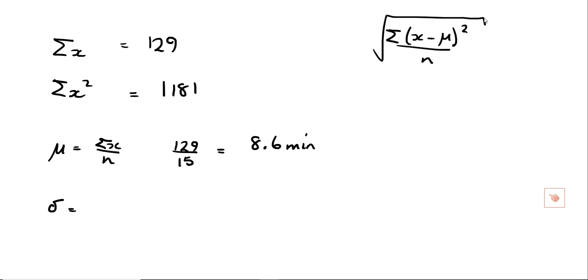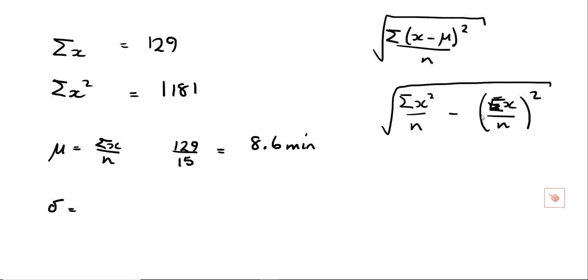Actually, we don't know what x is. We just know the sum of x. So that formula involves knowing the difference of every point from the mean, and we don't have that. You'd have to do the steps we did in exploration. So having already done our rearrangement, we now know that we can use the sum of x squared over n minus the sum of x over n squared, and square root it instead.